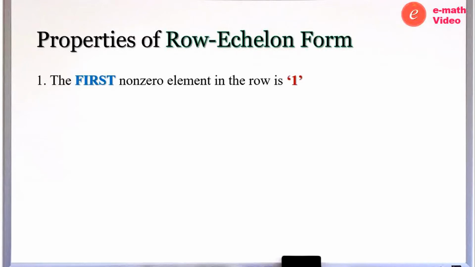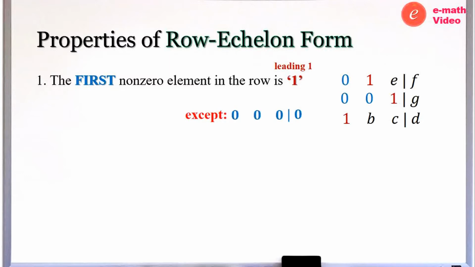Number 1, the first non-zero element in the row is 1. For example, we can have this, or this. If we ignore the zeros, 1 just looks like the leader in the row, right? So we call them leading one. But there is an exception for a whole row of zeros.